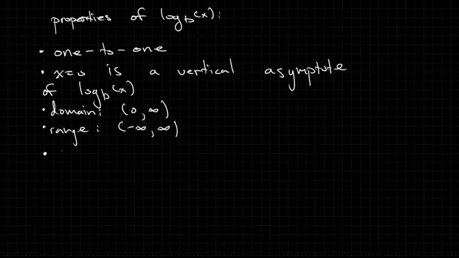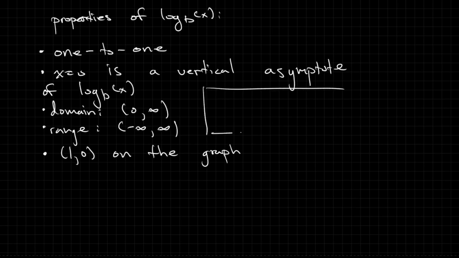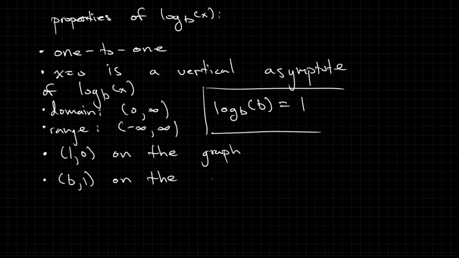And as we mentioned earlier as well, (1, 0) is on the graph of log base b of x. And there's another point that will also always be on the graph of log base b of x, and that is (b, 1), because if you do log base b of b, this will always be equal to 1. And so the point (b, 1) is on the graph as well.